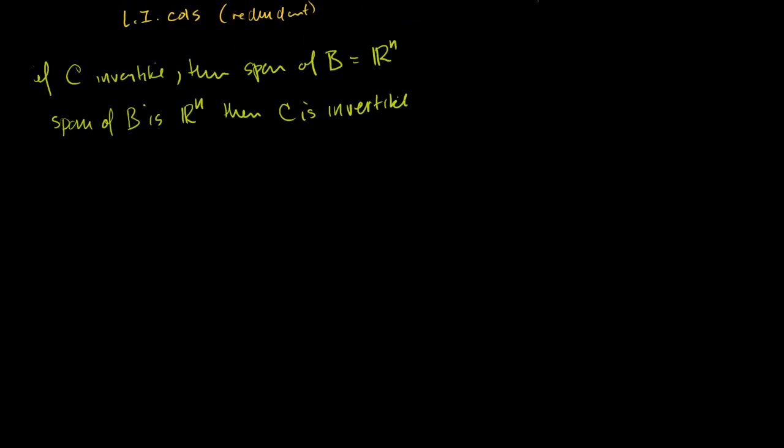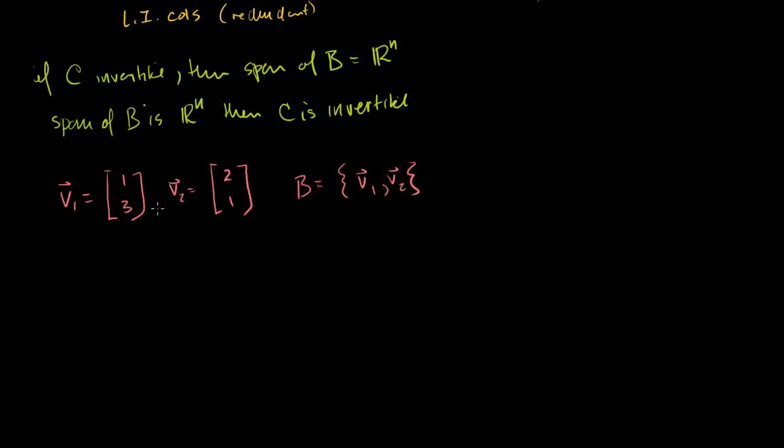So let's say I have some basis. Let me define two vectors. Let's say v1 is equal to the vector 1, 3, and v2 is equal to the vector 2, 1. And I have a basis B that is equal to the set of v1 and v2. I'll leave it for you to verify that these guys are linearly independent. But if I have two linearly independent vectors in R2, then B is a basis for R2.